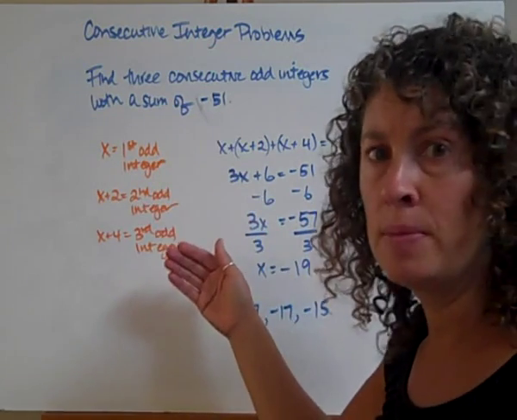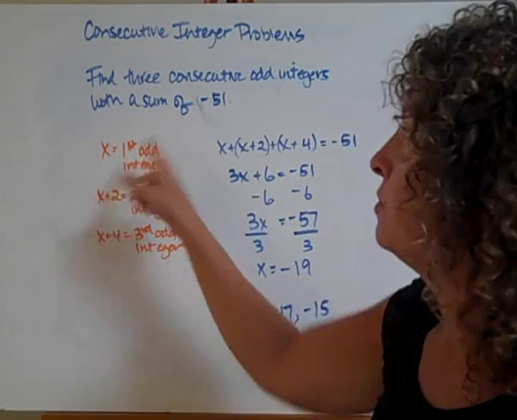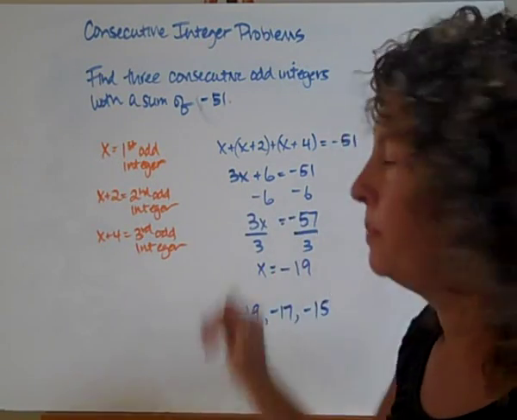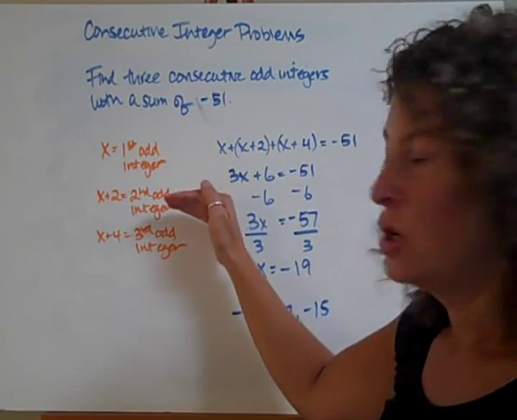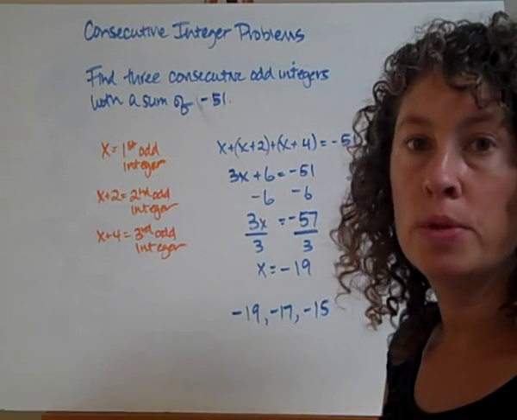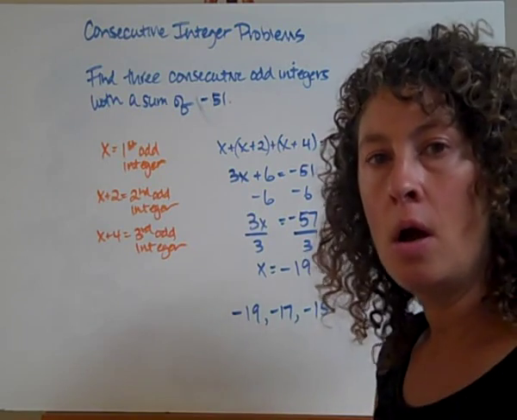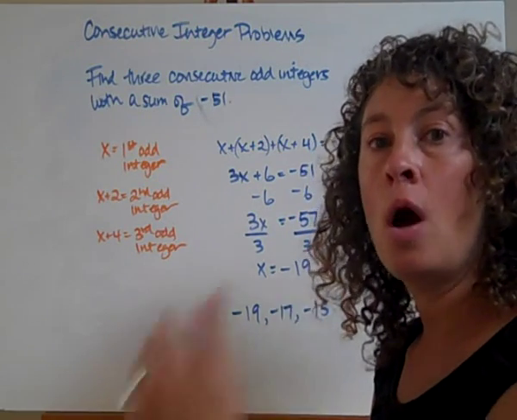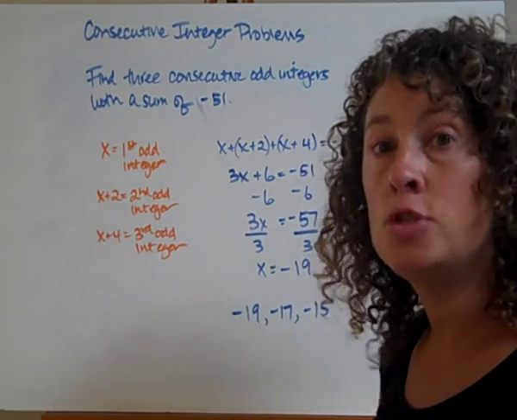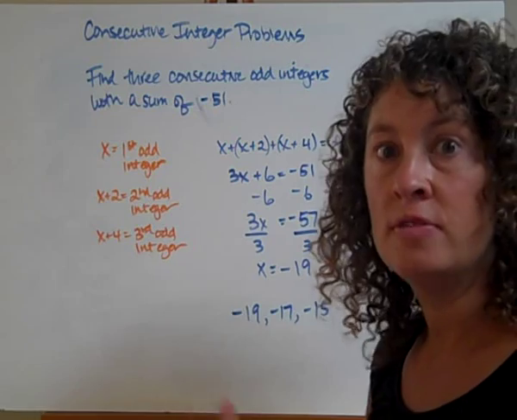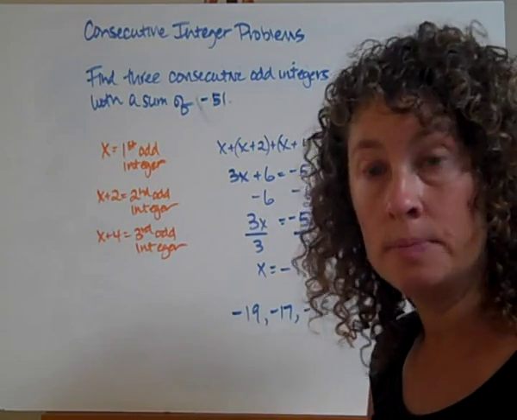I'm going to start by defining my variables. So I'm going to let x represent my first odd integer, and then it gets tricky. My second odd integer, in this case since we're talking odd, is going to be x plus 2, because if I think about an odd integer and the odd integer after that, I need to add 2 to the first one to get to the second. 5, 7, 9. 5 plus 2 is 7.